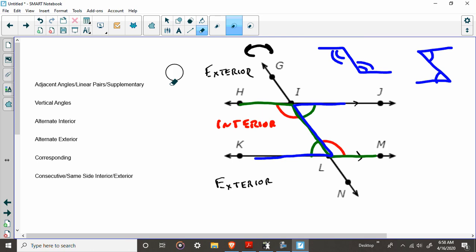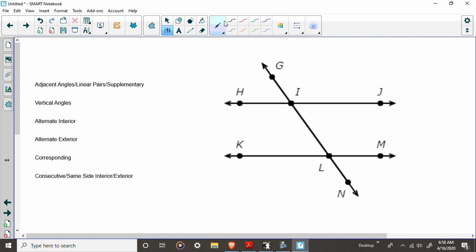Alternate exterior, same thing, except now we're going to be on the exterior. So we said the exterior would be out here. And again, alternate exterior will be on alternating sides of the line. So your alternate exterior, one on this side, and all the way down here on the exterior on the other side. That's one set of alternate exterior. And again, up here, we'll give it two stripes because they're different sizes. So the other one, alternating sides, so switch sides, and also on the exterior down here. Good, so these are your alternate exterior angles.